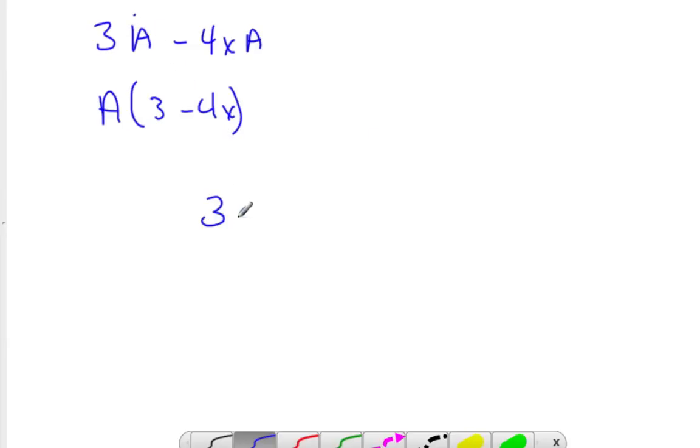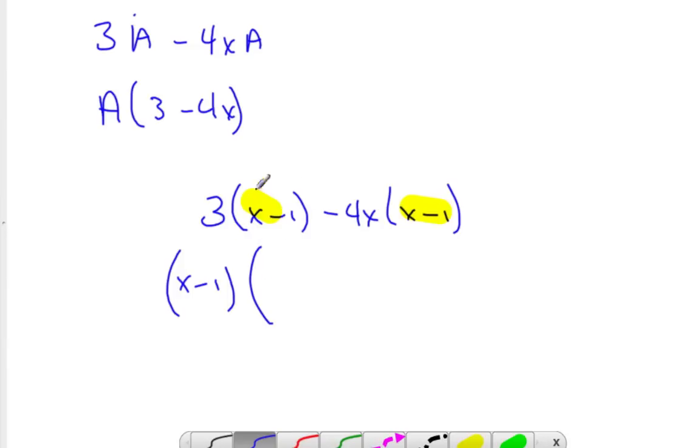Imagine if a wasn't a, but let's say it was x minus 1: 3 times (x minus 1) minus 4x times (x minus 1). Similar to a, this x minus 1 is like a factor. So I can pull out the whole thing, x minus 1, as common. So it's x minus 1, and then I'm left with 3 minus 4x. So these binomials can act like common factors too.